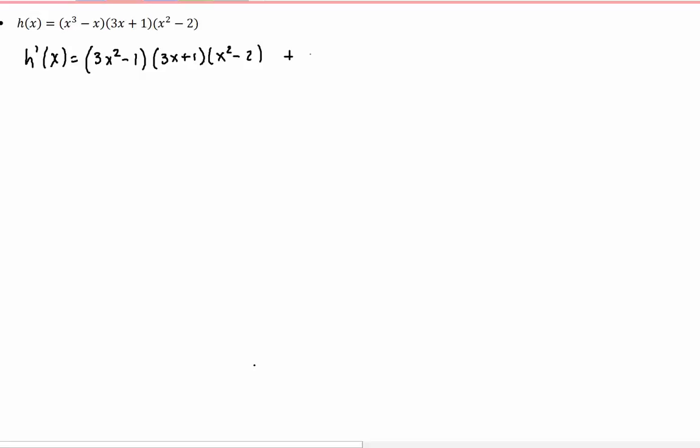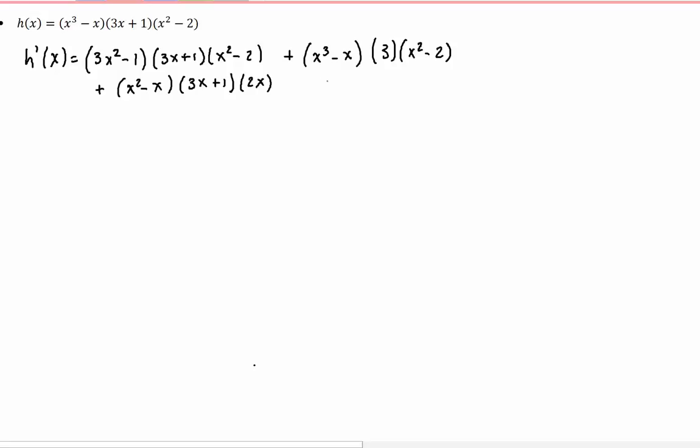plus, now you're going to take the derivative of the second and leave the other two alone, so just copy the first one, times the derivative of the middle one, which is going to be 3, times the last one, plus, let me put it down here, copy the first two, x squared minus x, times 3x plus 1, and then times the derivative of the third. And that's all you do. That's as simple as that.